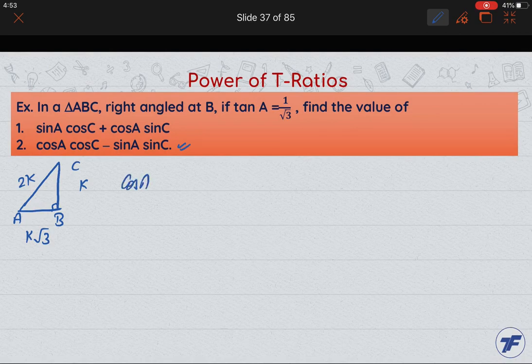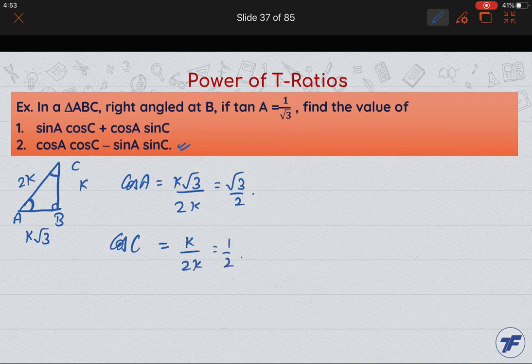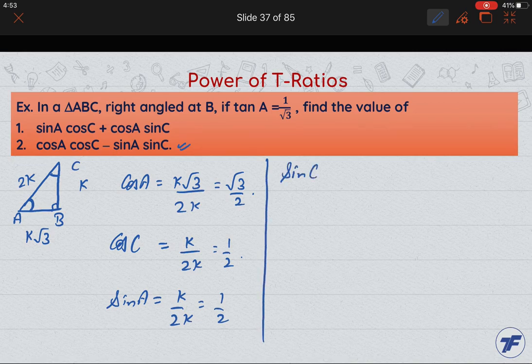cos ऑफ A की वैल्यू की बात करूंगा तो क्या आ जाएगा. cos of A will be K root 3 divided by 2K, यानी this value will be under the root 3 divided by 2. cos of C will be K divided by 2K, and it will be 1 by 2. Sin of A, it will be K divided by 2K, that is it will be 1 by 2, and sin of C will be equal to K root 3 divided by 2K, and it will be under the root 3 divided by 2.